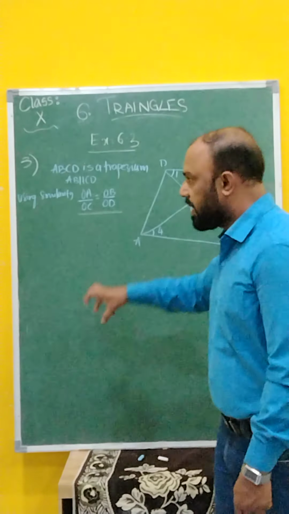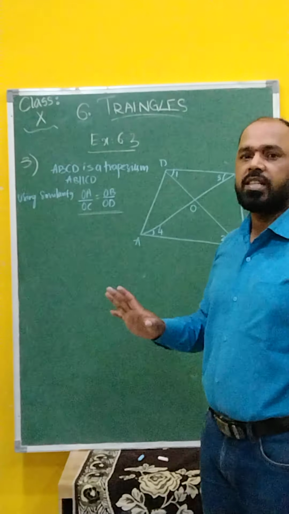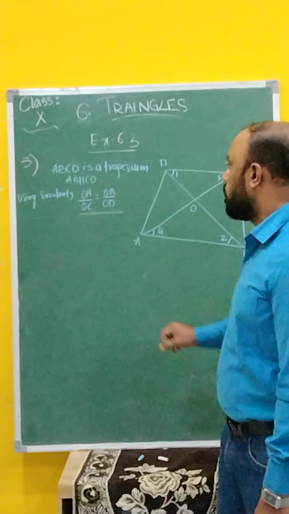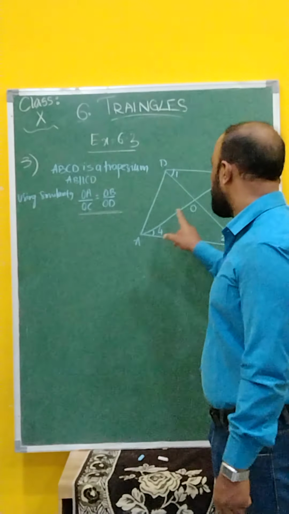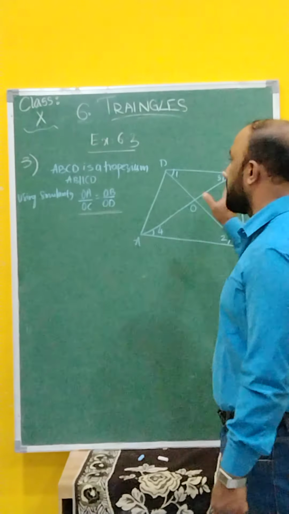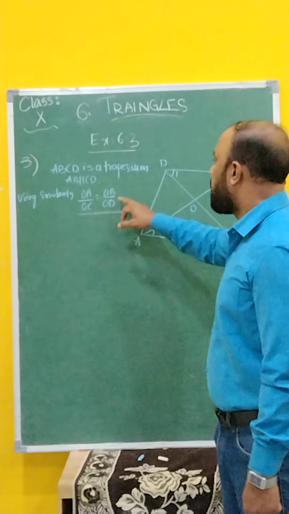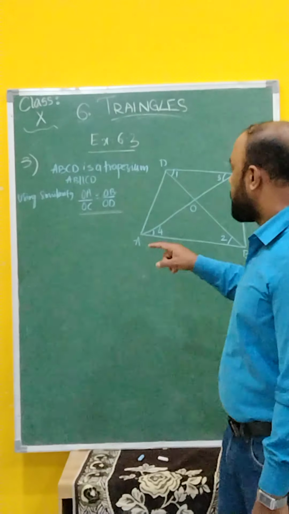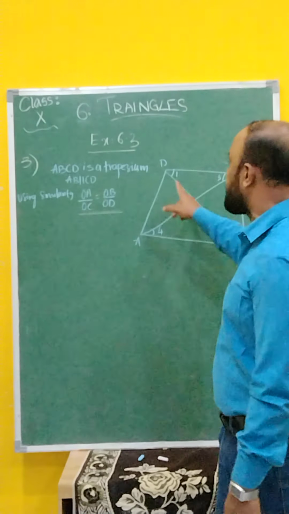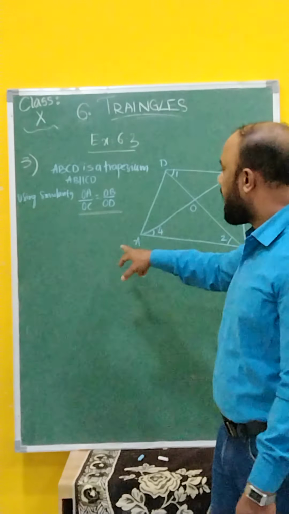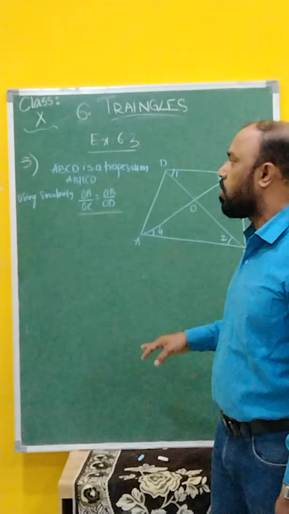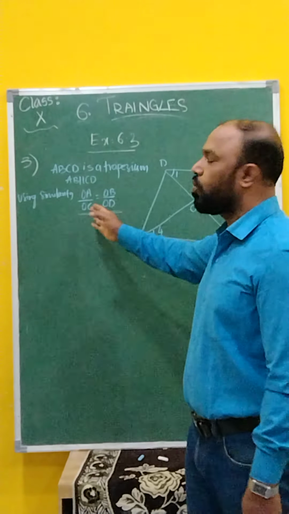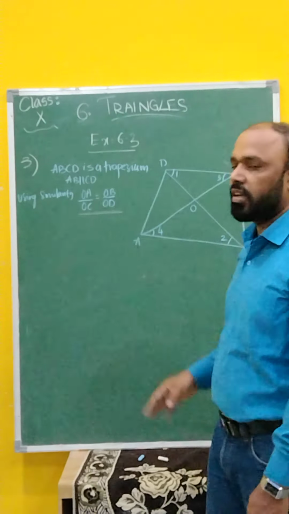And using similarity, we have to prove OA by OC is equal to OB by OD. That we have to prove. Clear, children? But we know that diagonals are intersecting at O. That is also given. Then using the similarity, OA by OC is equal to OB by OD.